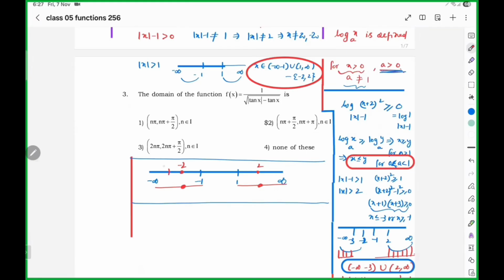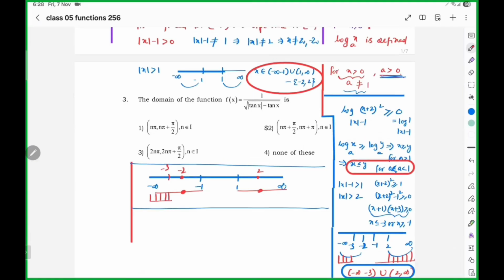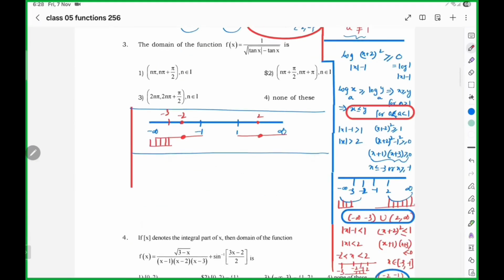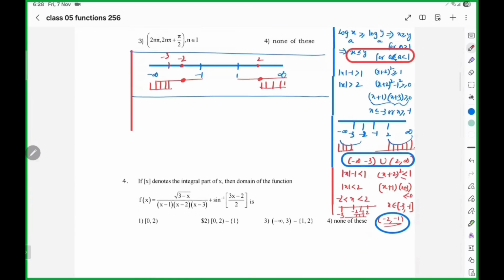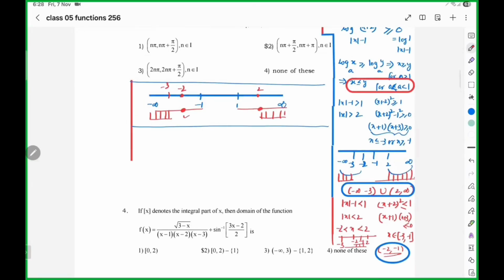And the second solution is, okay, this is the first solution, except these values. Minus infinity to minus 3. We have to combine these solutions, not intersection. Minus infinity to minus 3, and the other part is 2 to infinity. Second one. And the third part here is minus 2 to minus 1. This part.